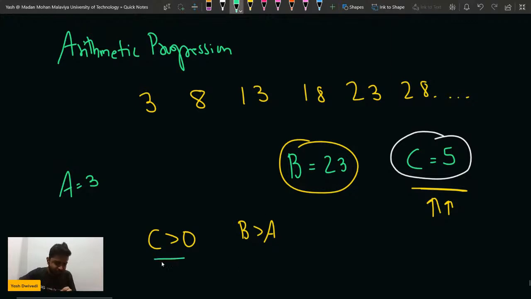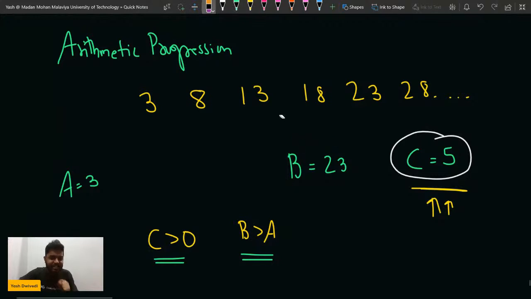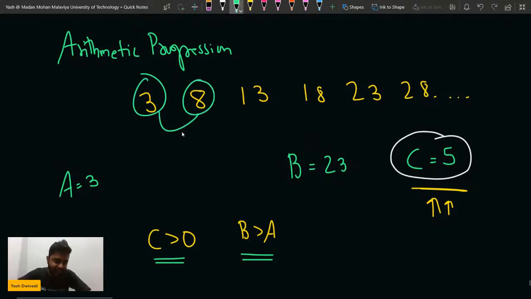If c is greater than 0, then b has to be greater than a, and then I can check what the difference is. If you look at this particular thing, what is the difference between this number and this number? What is the difference between 3 and 8? It is nothing but 5.